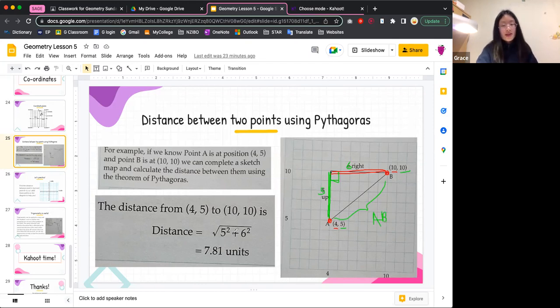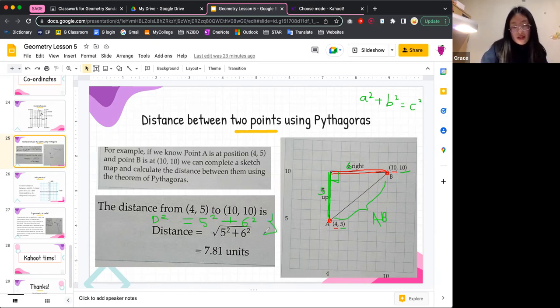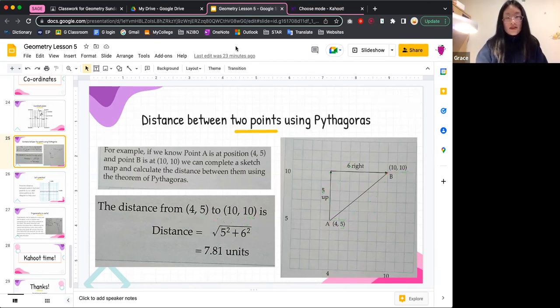And following Pythagoras, because the distance is the hypotenuse, distance squared equals the other two sides squared and added together. And hopefully you guys remember Pythagoras is just a squared plus b squared equals c squared, an important formula. Okay, so that's how we got this part. And then we can just take square roots of both sides and find the distance.